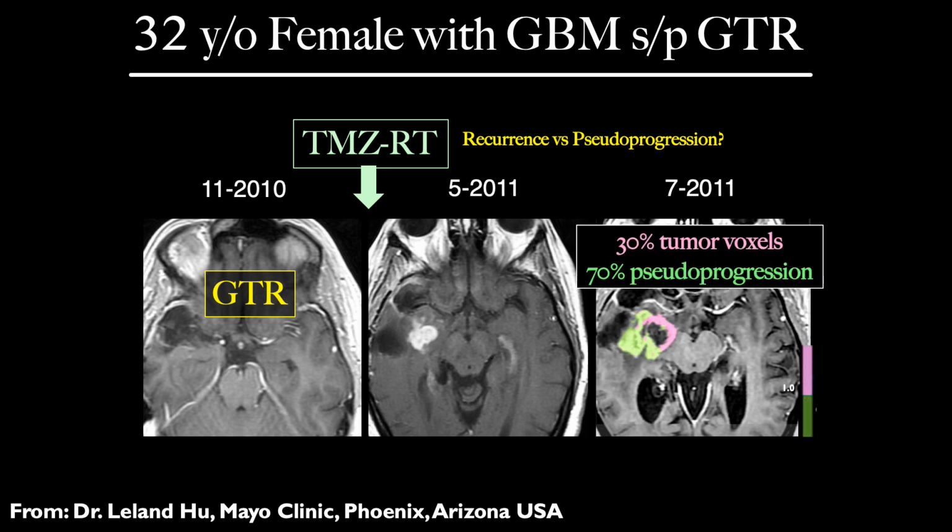Well, if we create our FTB maps, we can see that 30% of that enhancing lesion is tumor, but 70% is pseudoprogression. So having this knowledge of how much of this enhancement is actual tumor can be very, very relevant in terms of the treatment decisions that are made.